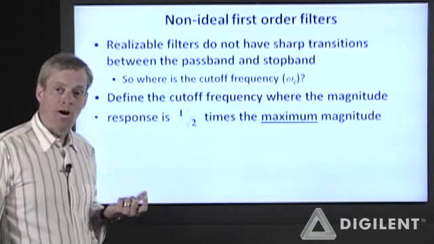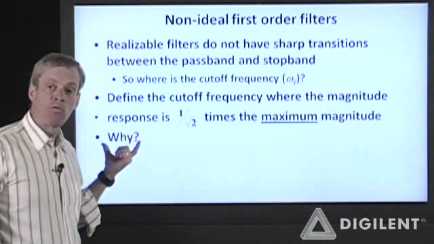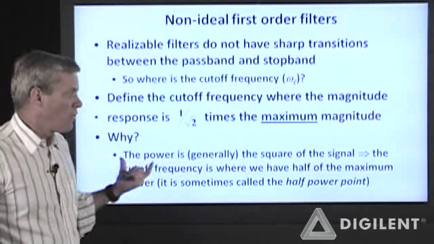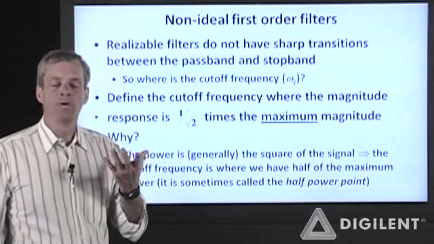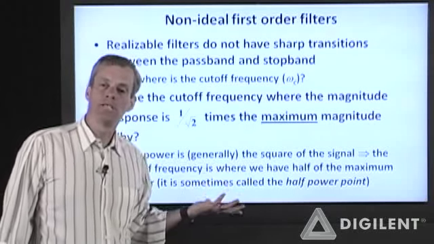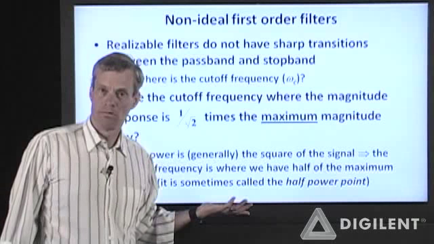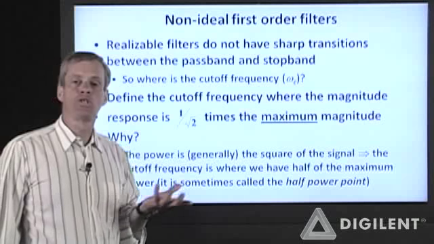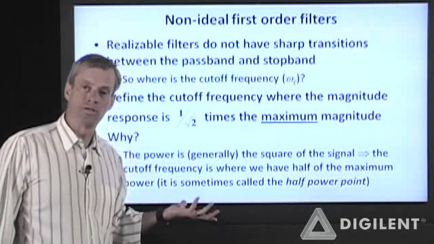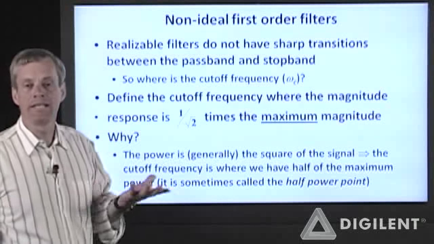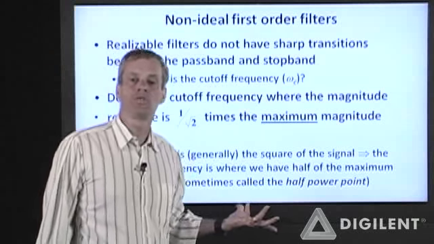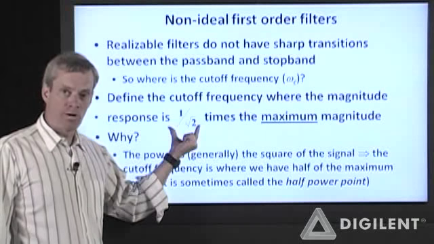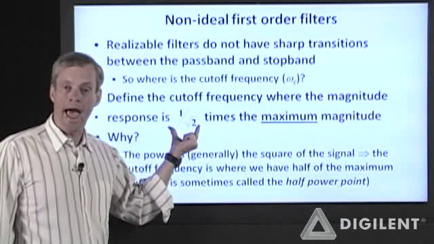This is rather arbitrary, but it does have a reason why people do it. In general, we think in terms of doing spectrums of signals like voltages. Power would be proportional to the square of voltage, so we think of the power in a signal as being the signal squared. So if you square 1 over square root 2, you get 1/2.